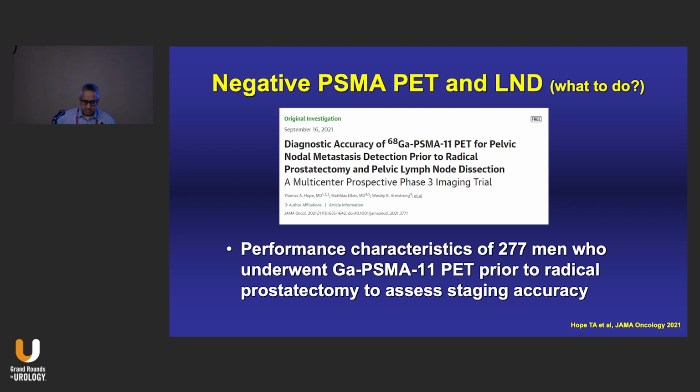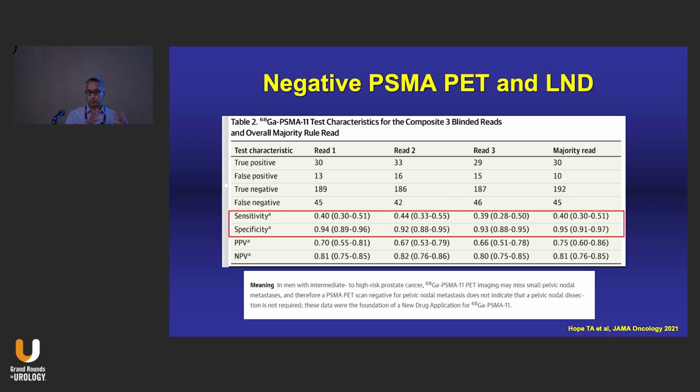Well, this is a really nice study from JAMA Oncology, published in 2021, that looked at a surgical cohort undergoing radical prostatectomy, all of whom had a PSMA PET prior to surgery. What they identified from 3 expert readers is that the sensitivity for lymph node metastasis was 40%. Again, I showed you 7% earlier for conventional imaging. It's gotten better, from 7 to 40, but 40 is really not enough to say we don't need to do anything with the lymph nodes.